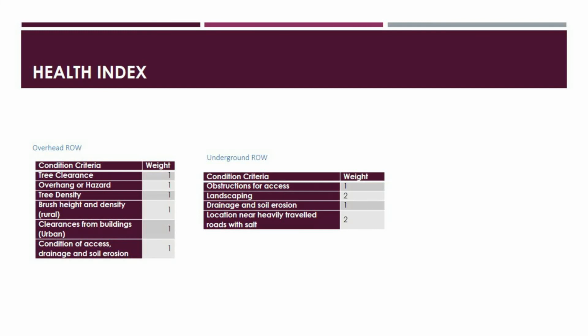So landscaping, depending on the type, will be costly or it will be cheaper. Same as if it is in a heavily traveled road, it means that you need more closures or permits to actually maintain that right-of-way or excavate the line for maintenance, etc. So that's why we put those as a higher weight than obstruction for access and the drainage and soil erosion.